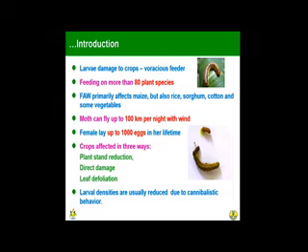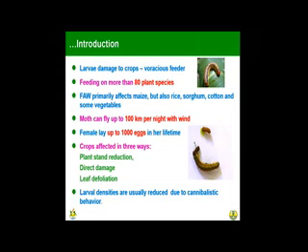The larvae damage crops. It is a voracious feeder, feeding on more than 80 plant species, and prefers maize, but also rice, sorghum, cotton, and some vegetables. The moth can fly up to 100 km per night with wind, and a female can lay up to 1,000 eggs. The egg cluster has about 100 eggs. Crops are affected in three ways: plant stand reduction, direct damage, and leaf defoliation. Larval densities are usually reduced due to cannibalistic behavior. This is the cannibalistic behavior seen in our rearing.